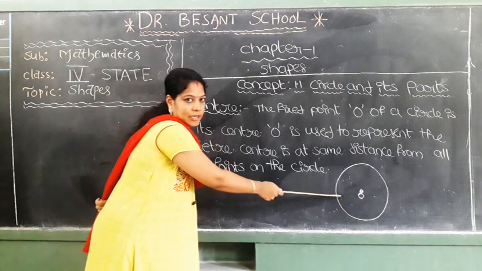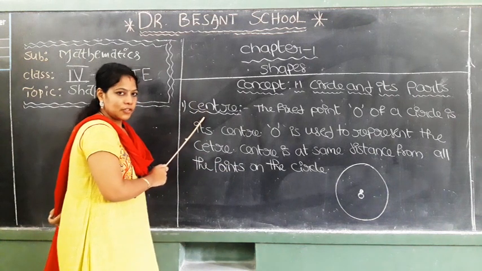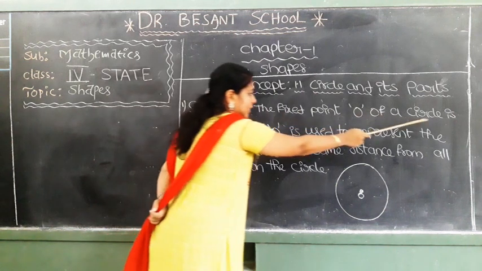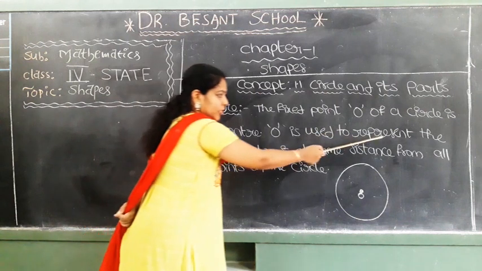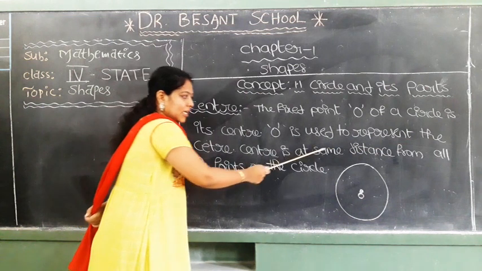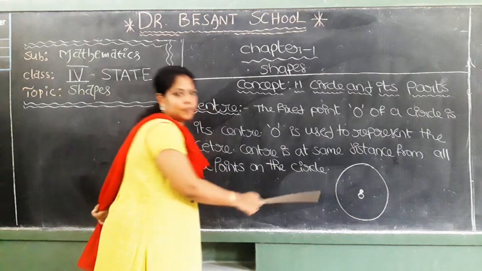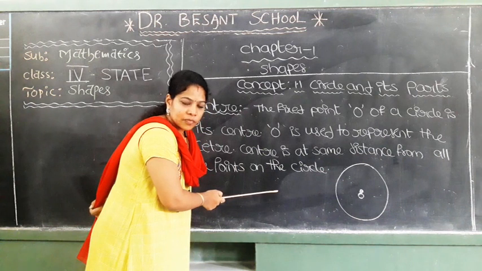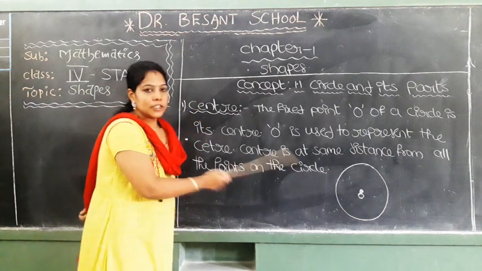Draw this circle neatly. Okay, I am reading again. What is the center? The fixed point O of a circle is its center. O is used to represent the center. Center is at same distance from all the points on the circle. This is about the center. Everyone understood about the center? Write neatly.